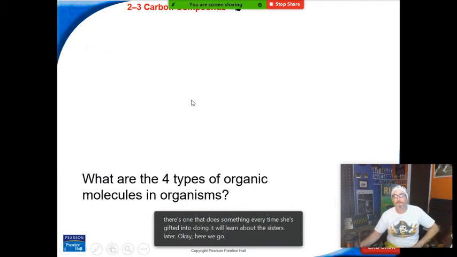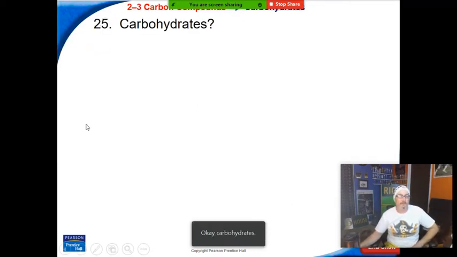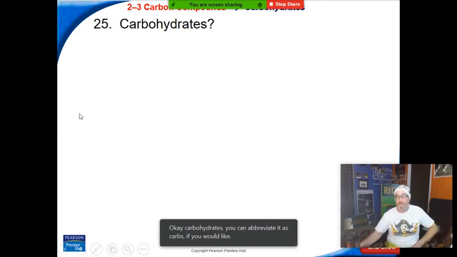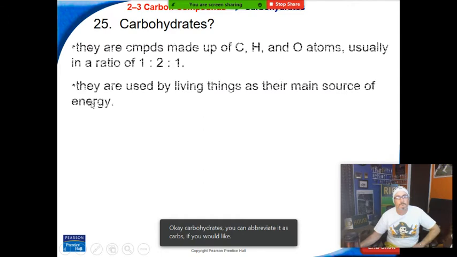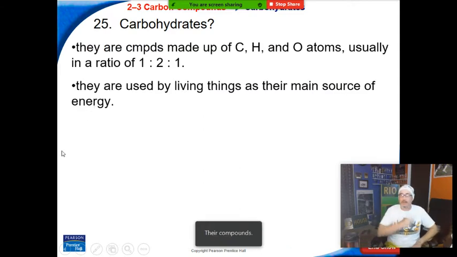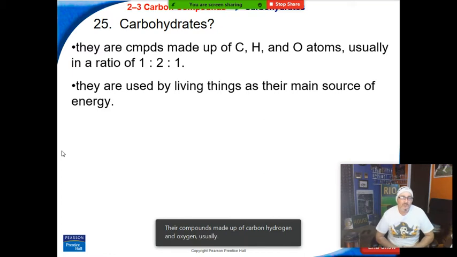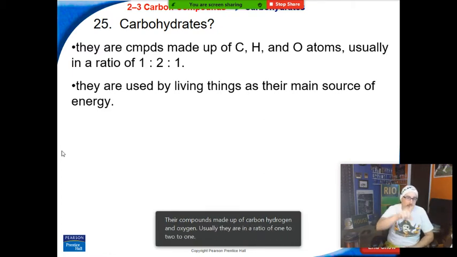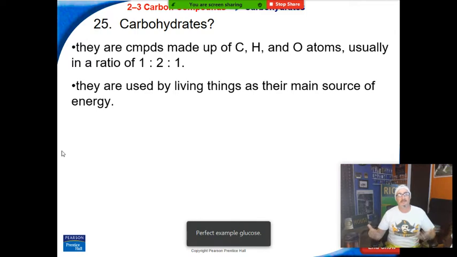Okay, here we go. Okay, carbohydrates. You can abbreviate it as carbs if you would like. They're compounds made up of carbon, hydrogen, and oxygen. Usually they are in a ratio of 1 to 2 to 1. So the 1 would be the carbon, the 2 would be the hydrogen, and the 1 would be the oxygen. Perfect example, glucose, C6H12O6. C6, 1, O6, 1, H12, 2. Okay? Used in living things as their main source of energy.